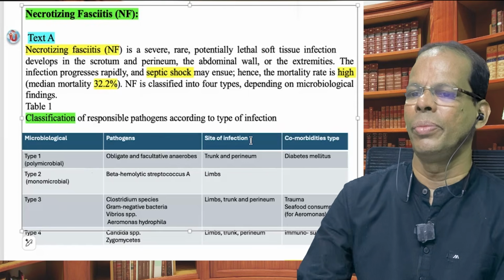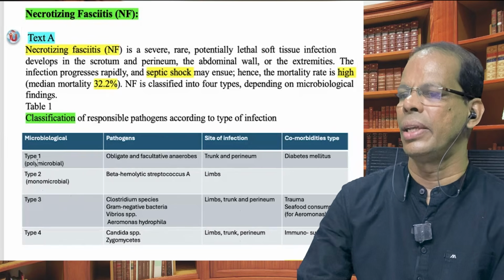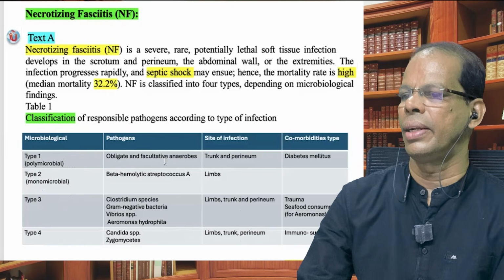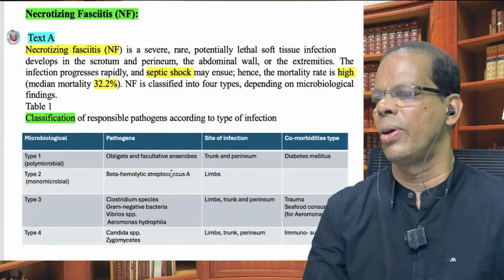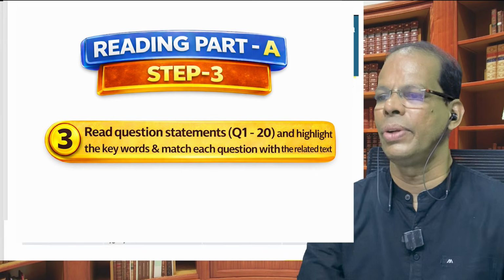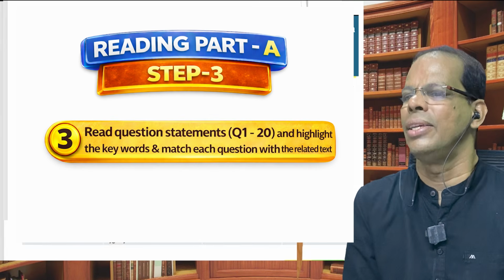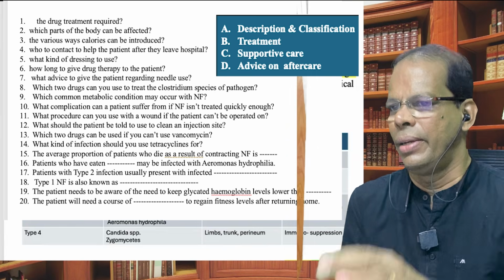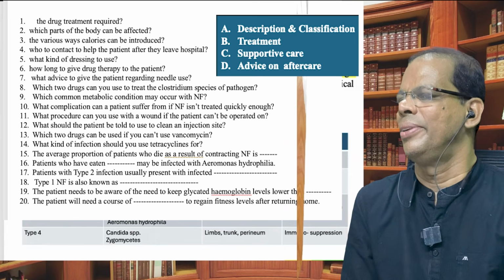So you can highlight here what the pathogens are. The sites of infection are the trunk and peripheral limbs, trunk and perineum, limbs, trunk and perineum. It's all repeated, but 2 or 3 body parts are given. I hope if you have taken the hard copy, you have this, right? If you have taken the print, take this page. That's why I typed this page together, all the questions, for you to understand.